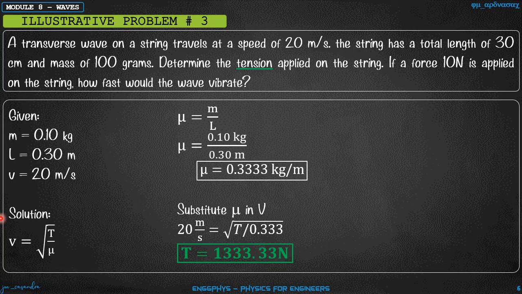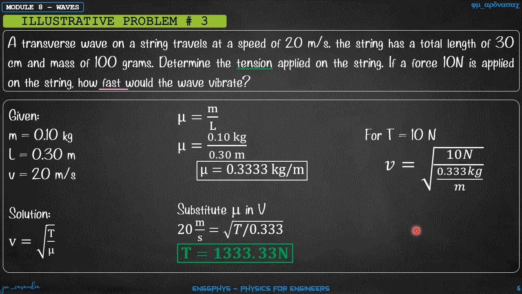So if we have now a force of 10 newtons applied to the string, how fast would the string vibrate? We'll still use this equation, but instead of using the computed tension, we'll use the given force. So T is equal to 10 newtons. The speed is equal to the square root of 10 divided by 0.333, or the speed is equal to 5.478 meters per second. As you can see, for vibrating strings, the larger the force applied, the faster our vibration would be.